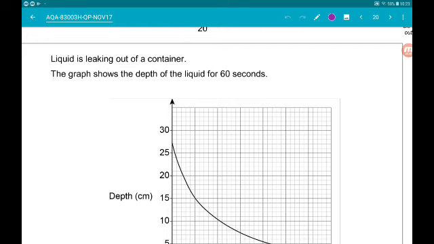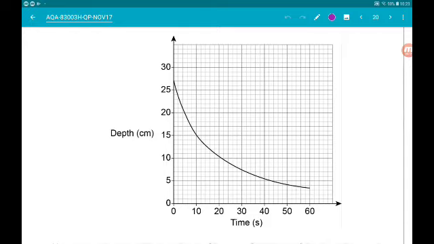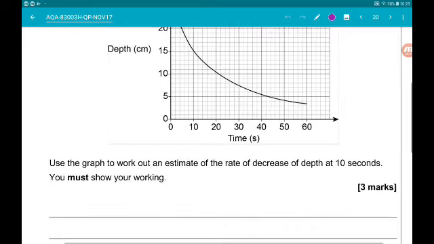Okay, 25. So, liquid is leaking out of a container. The graph shows the depth of the liquid for 60 seconds. So we got depth at the side and time along the bottom.